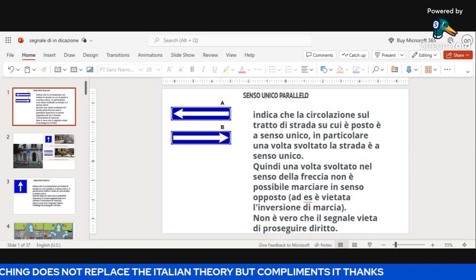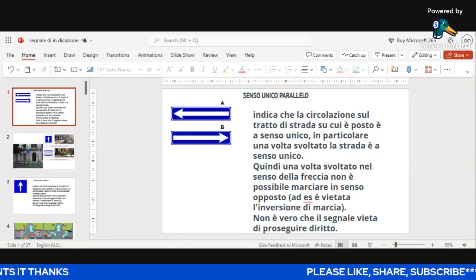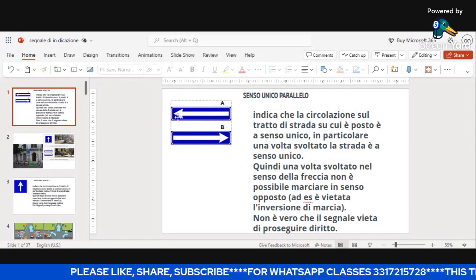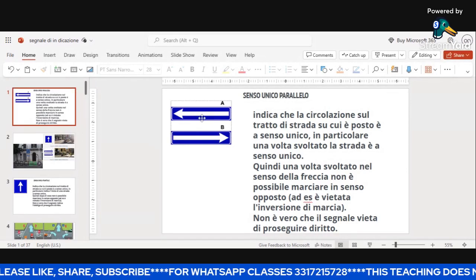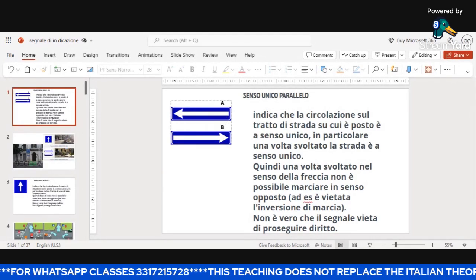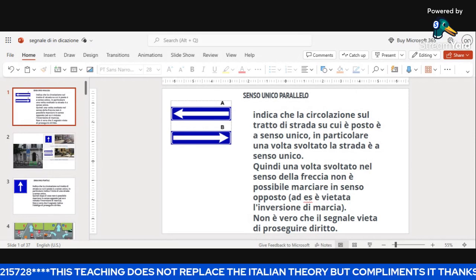In particolare, una volta svuotato la strada è a senso unico. So just to let you know, as soon as you take the turn according to the arrow, let us use number A, for example. If you take to the left when you're driving and you see this particular signal, immediately they turn towards this direction, it is a one-way road. That means you will not see other vehicles coming from your opposite direction on this type of road.